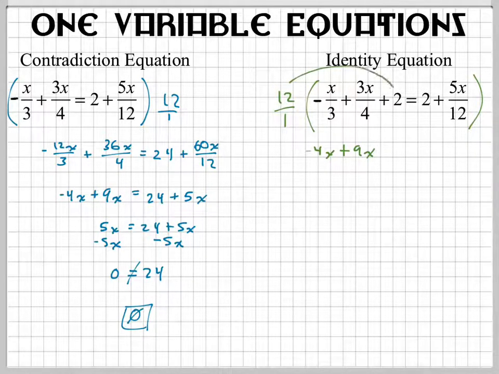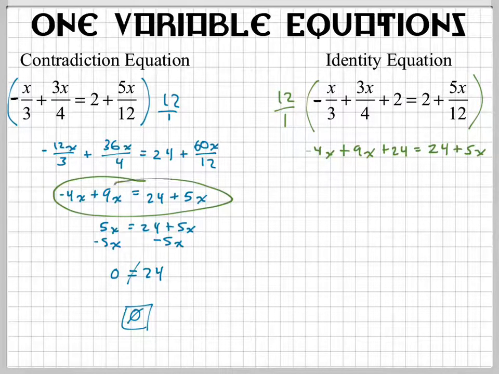But then we have this one right here. This is the only thing that's different from the other equation. It has an additional plus 2 right there. So that means I have a plus 24 equals 24 plus 5x. Okay, so this is almost identical to this, except we have an additional 24 because of the plus 2.